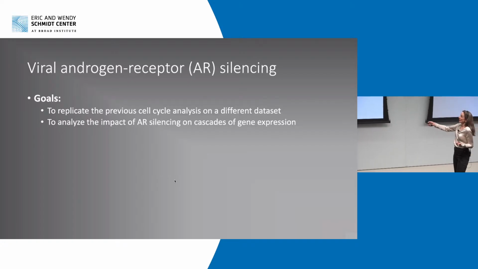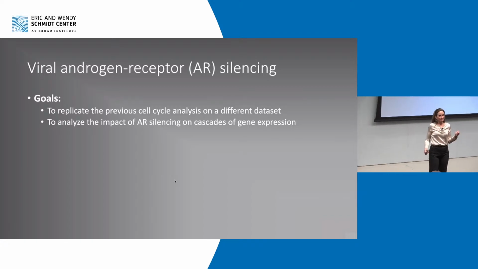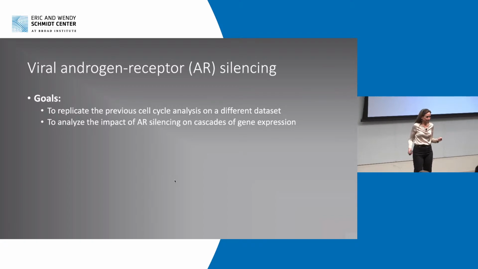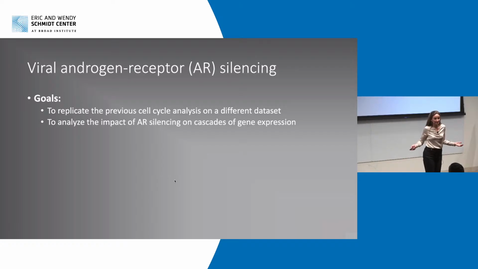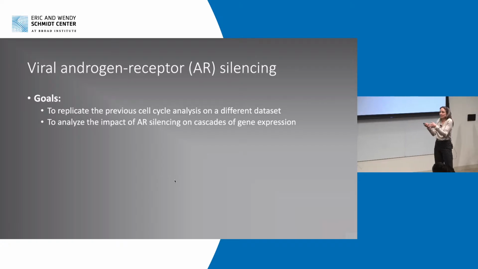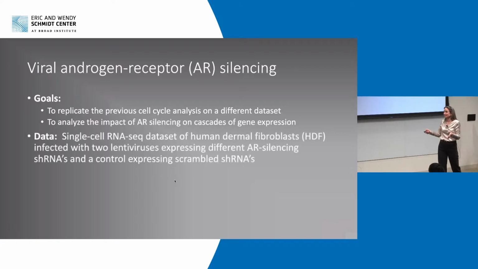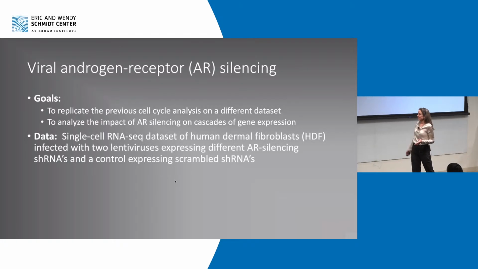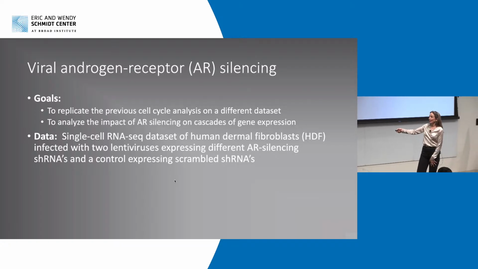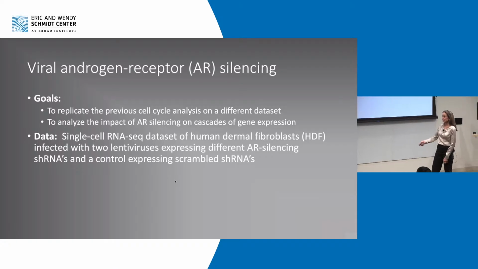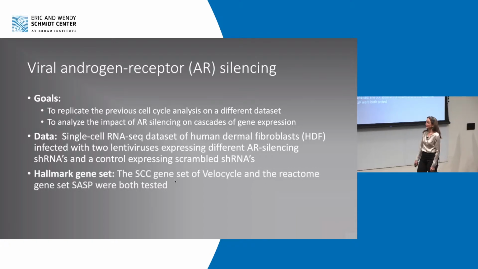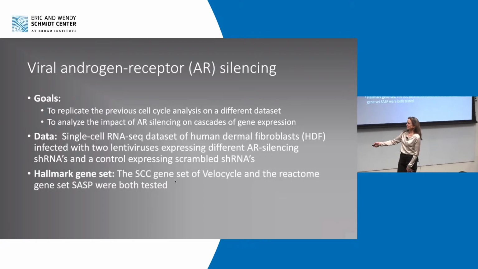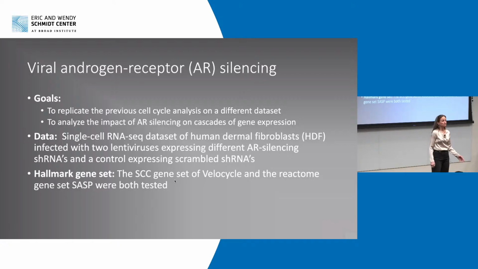The second thing is, what is the impact of androgen receptor silencing on gene expression? This is the sort of question where you perturb something and ask what breaks, what doesn't break, and to what extent. Can we actually measure this using these kinds of methods? The data we had was single-cell RNA-seq, again from human dermal fibroblasts. We're using 2 different lentiviruses to express AR silencing and also a control. Then we're looking at 2 different hallmark gene sets, or maybe even 3. One was from VeloCycle, and the other was something called SASP, which has to do with senescence.